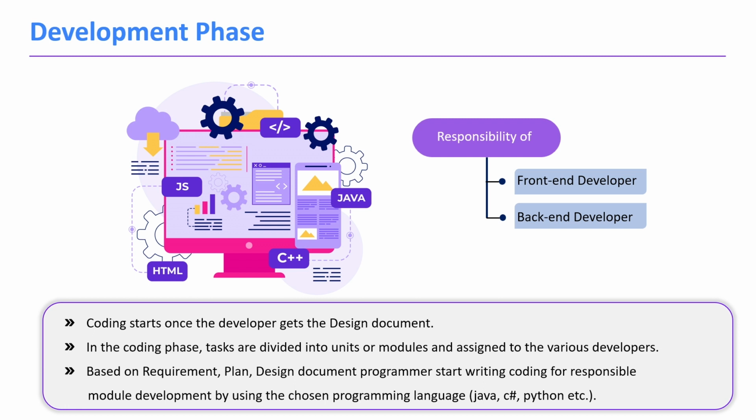Once the development team receives the design document from the previous phase, they start writing code for the module development. In this phase, tasks are divided into multiple modules and assigned to the various developers. Based on the requirement, plan and design document, programmers start writing code for their responsible module by using the chosen programming language, like Java, C#, Python. Developers start developing the application by using any one of these languages. This language is decided in the planning meeting.